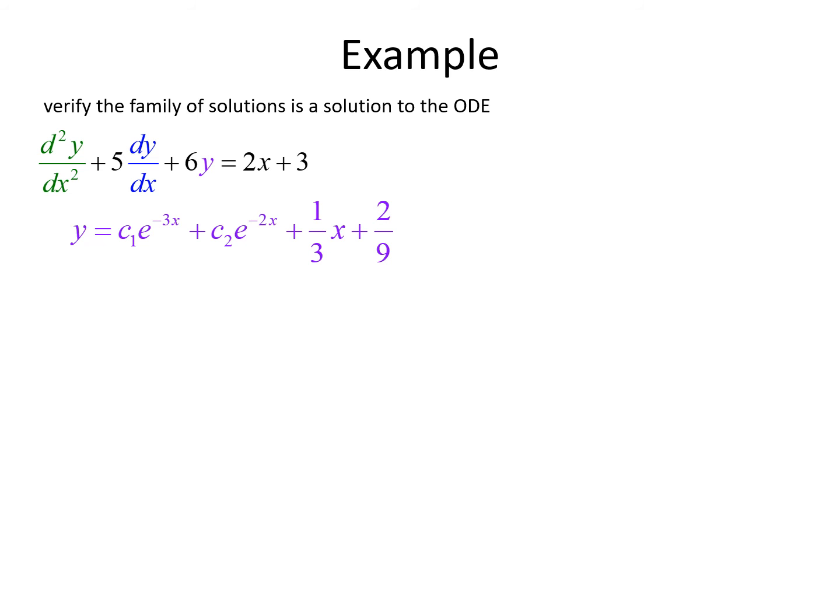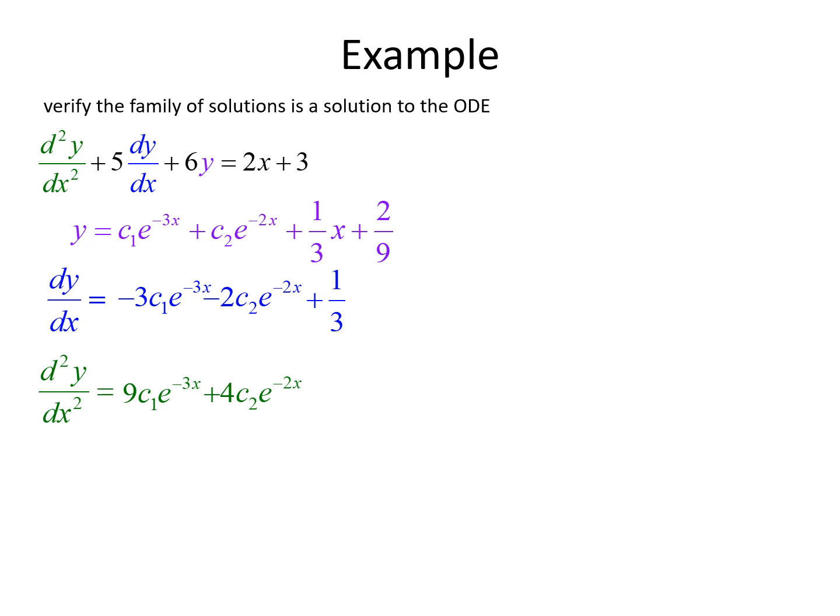So to verify, we want to plug it in. Notice that our ODE has y, dy dx, and the second derivative of y with respect to x. So let's go ahead and find dy dx and the second derivative so we can plug those in. dy dx is going to be negative 3c1 e to the negative 3x minus 2c2 e to the negative 2x plus 1/3 plus 0. And then the second derivative is going to be 9c1 e to the negative 3x plus 4c2 e to the negative 2x plus 0.